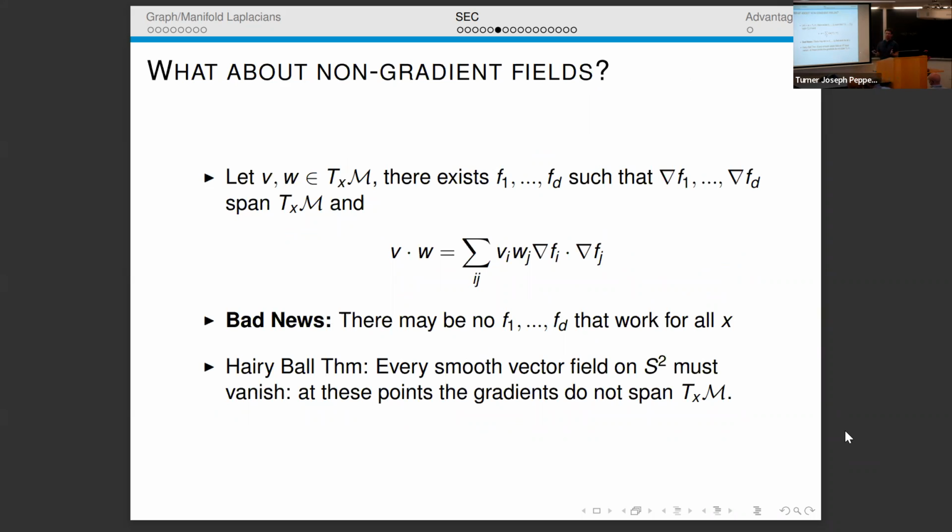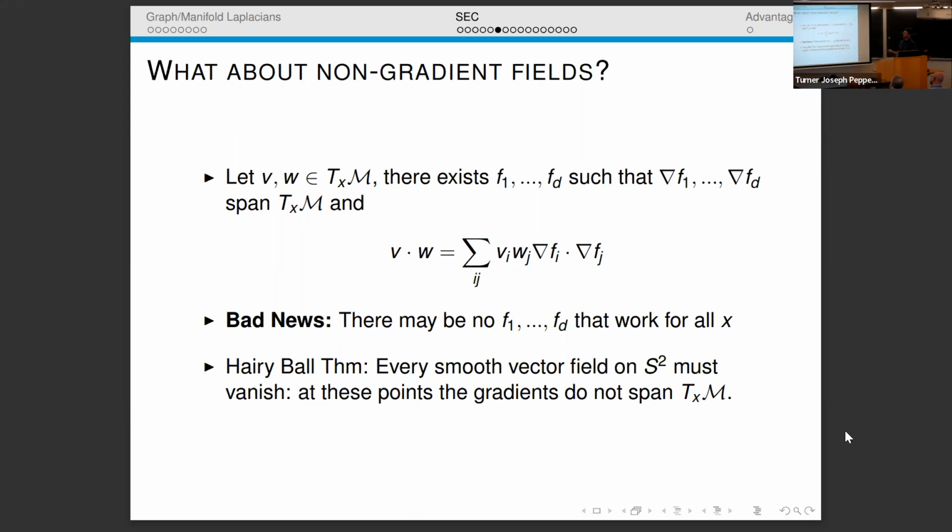Okay, so that's all well and good, but that's just gradient fields. There are lots of other vector fields out there that aren't gradient fields, that can't be expressed as gradient fields. And those are the really interesting vector fields that generate interesting dynamical systems and things like that. So what about all those other non-gradient fields? Well, let V and W be two vector fields.